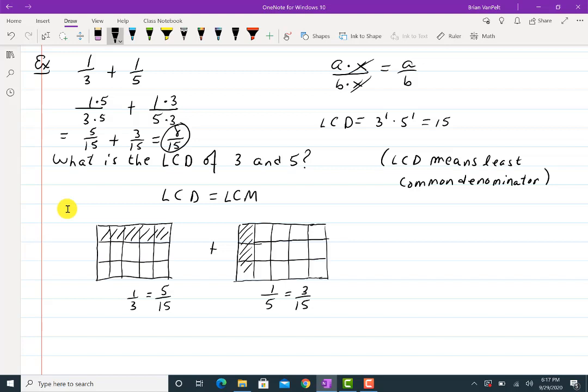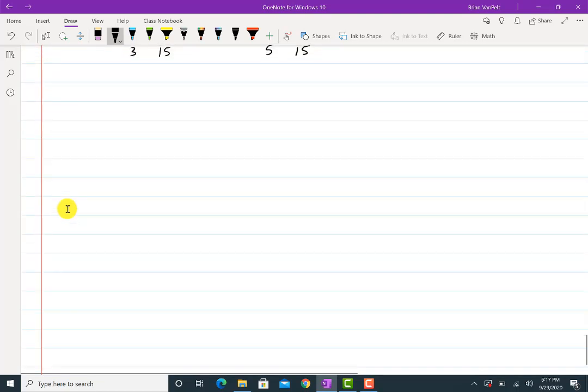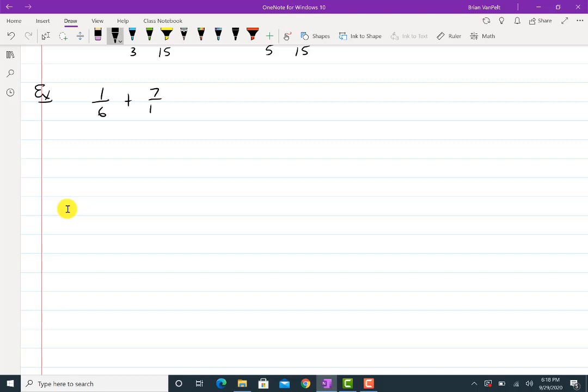So I'm going to try to develop a method that after a while will seem like it's not as bad as it seems now. Will seem less daunting. Will seem more natural. Let's do another example. And the only way you can really do that is by doing a lot of examples. So I'm going to do 1/6 plus 7/18. And I want to know what the LCD is.